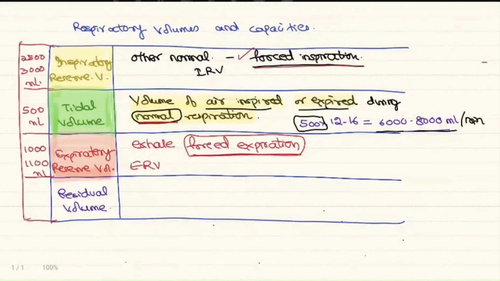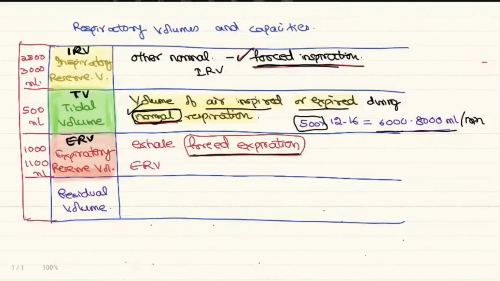So let's quickly see differences between the three. In normal respiration, what I inhale, exhale is called as TV, the tidal volume. Other than normal, if I go for forced inhalation, it is called as IRV, inspiratory reserve volume. Other than normal, if I am forcibly expiring, forced expiration, it is called as ERV, expiratory reserve volume.